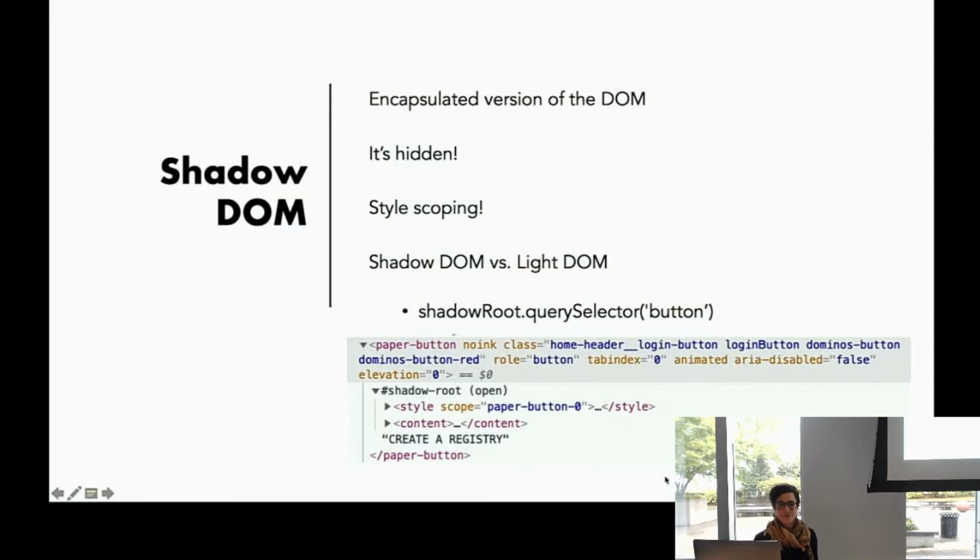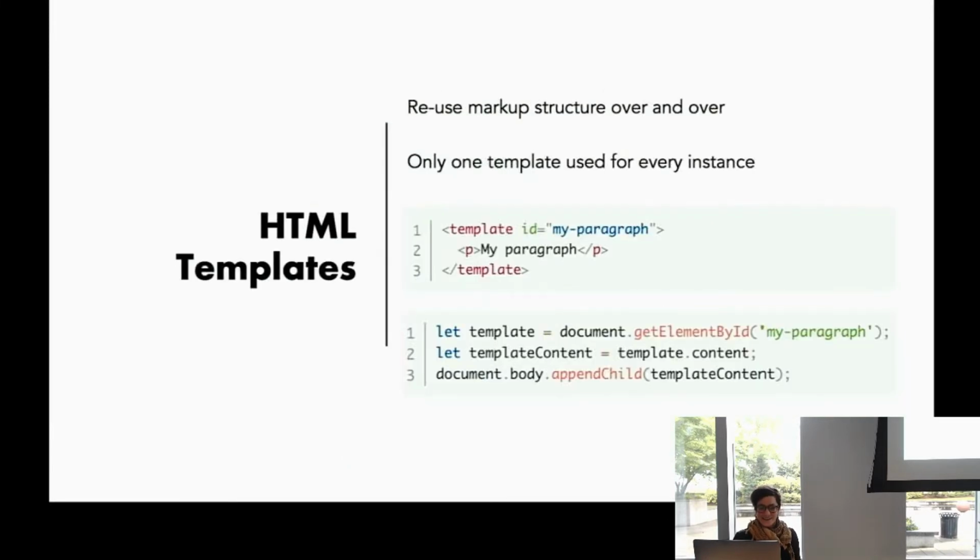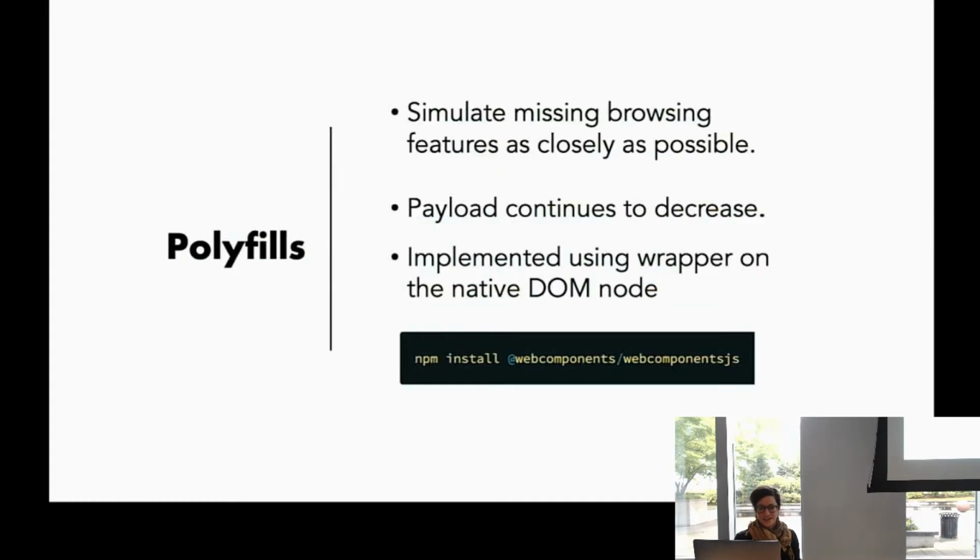This is actually an example from Domino's wedding registry website. So in case you want Domino's for your wedding, here's the example. But they have a button on it, and you can see underneath it that the shadow root is right underneath that, and that's where you contain the styles. And then you have the templates, HTML templates. It makes it really easy to reuse, just like React components in that sense. You create a template, and you can continue to call an instance on that template anytime you want to use it. And then polyfills.